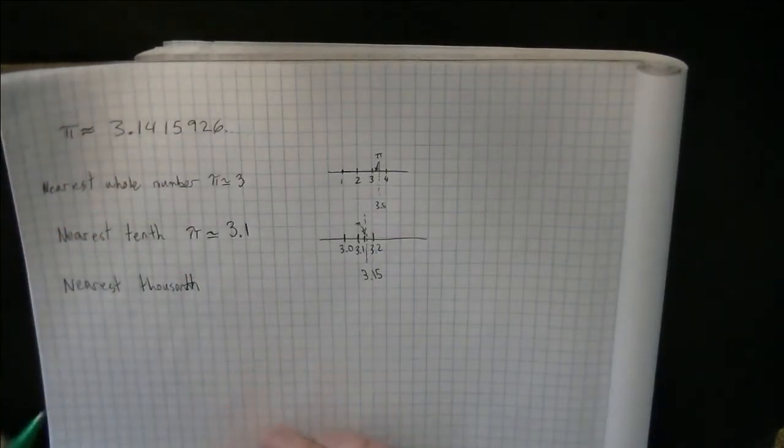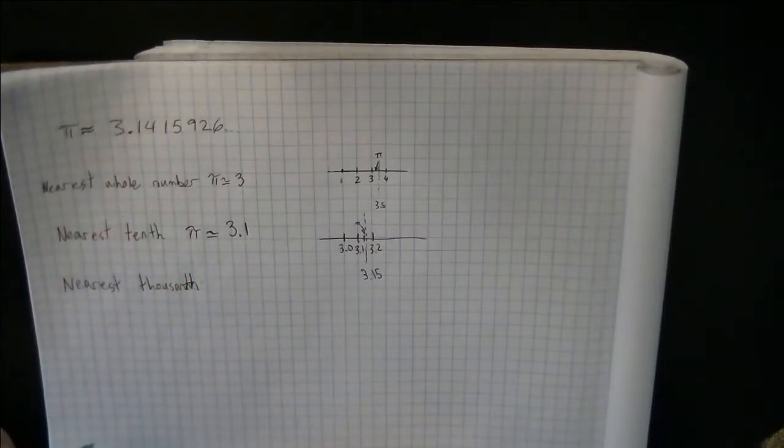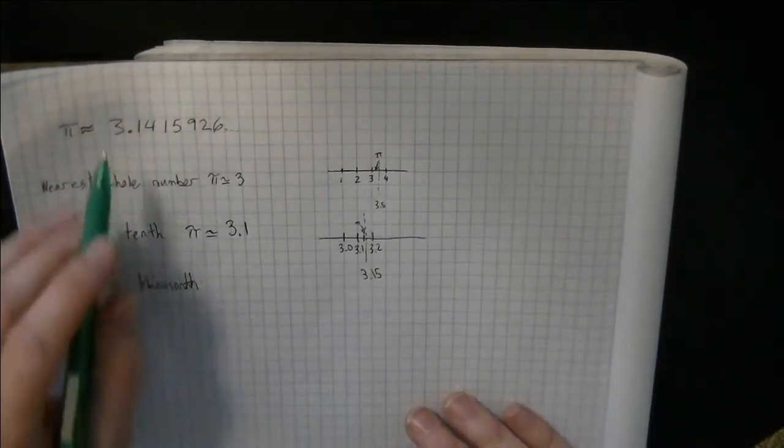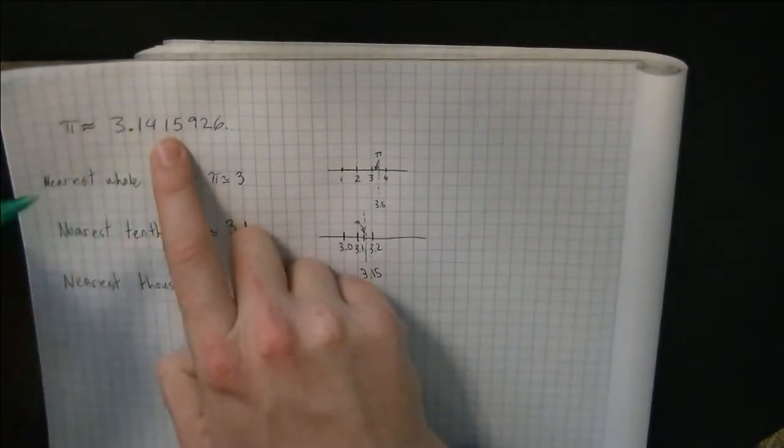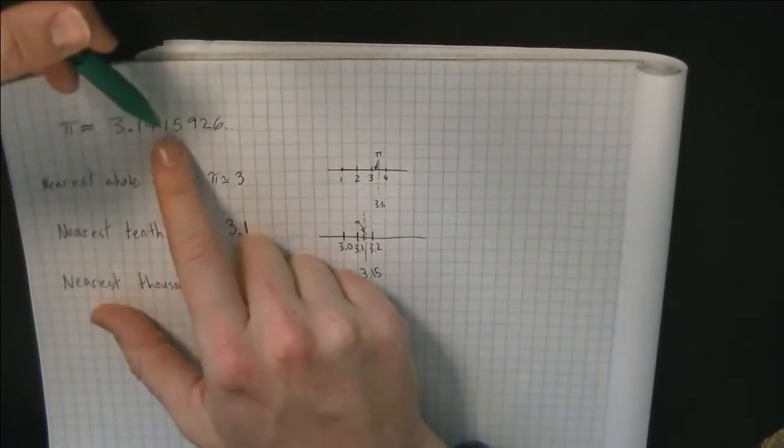Thousandths. There we go. So what we've got now is 3.1415. The 1 is the thousandth, right? So tenths, hundredths, thousandths.